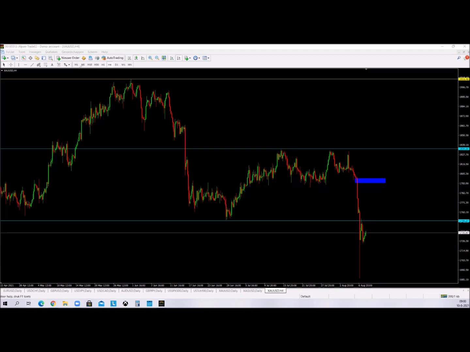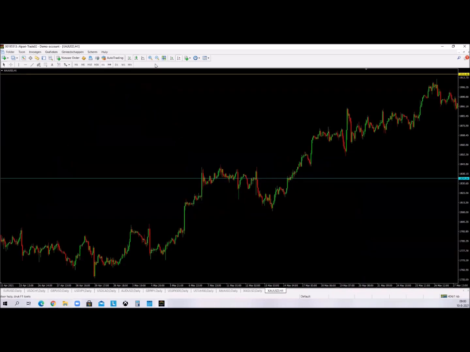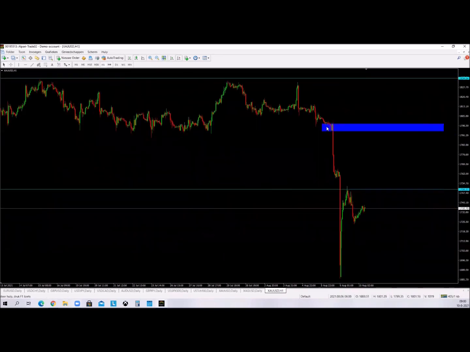Why? Let me zoom into the hourly so you can see it. The blue box is the last bit of structure price made before the massive fall to the downside. So as price retraces, you can expect to be some open orders here and hit that area and put in a bit of a move to the downside.